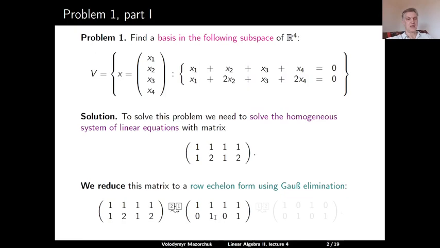1. So now we have 1 in row 2, column 2, and we can use this one to eliminate everything else in its column. So we subtract row 2 from row 1. Row 2 remains the same, and row 1 becomes 1, 1 minus 1 is 0, 1 minus 0 is 1, and 1 minus 1 is 0. So this is now our row echelon form, which we can use to simply write down the solutions.